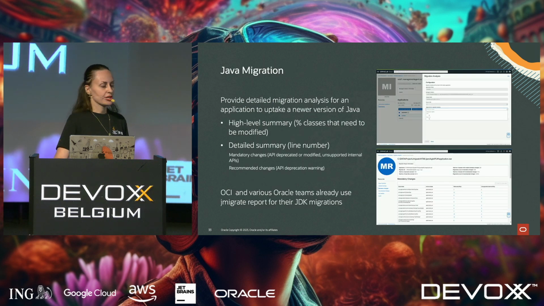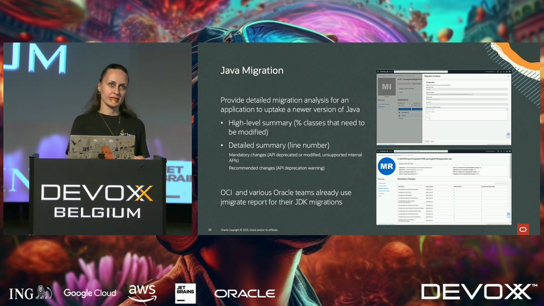And on the Java migration path, you get a report like I showed you for the Spring Boot app, like which libraries are affected, what are mandatory changes, what are recommended, and of course, from the high-level summary to the more detailed summary to know where you are being affected.